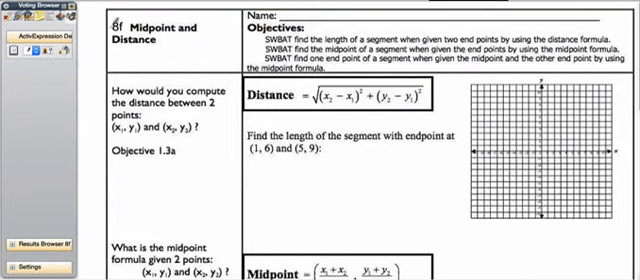Okay, welcome to the video for 8F, midpoint and distance. You're going to be able to find the length of a segment when given two endpoints using the distance formula, which I boxed in right here for you. You're also going to be able to find the midpoint of a segment when given the endpoints.